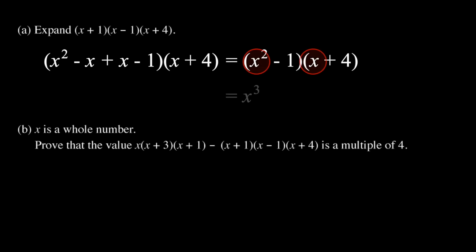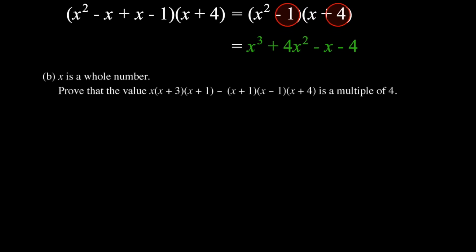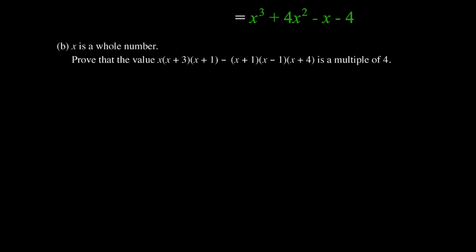So if we multiply this out, we have x cubed + x squared multiplied by 4, which is 4x squared, - x - 4. For part B, we have this long calculation of one expression subtract another expression. Notice that the second expression is the one that we had just simplified or expanded in part A. And we need to show that this expression is a multiple of 4.